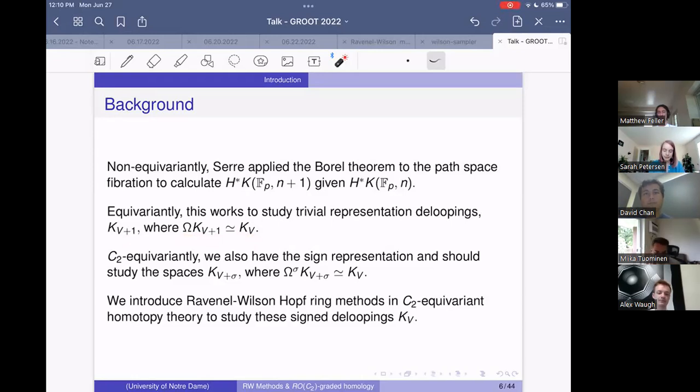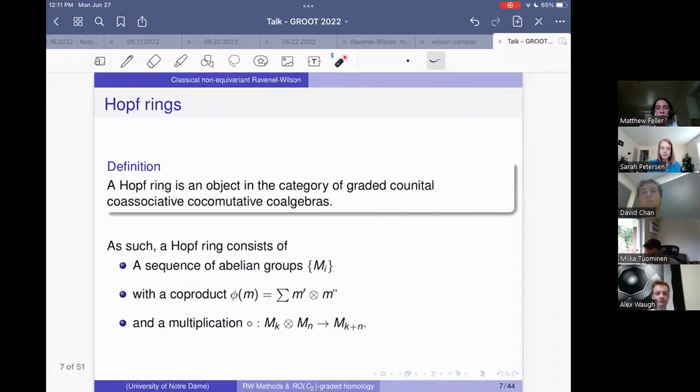However, C2 equivariantly, we also have the sign representation. And so if we're going to consider an inductive sort of computation or argument, we really should also be doing computations for spaces K(V+σ) as well. So we introduced these Ravenel-Wilson Hopf ring methods in order to study these sign d-loopings because it has been hard to get a handle on them using other methods so far. So that's a bit of the background on this problem.